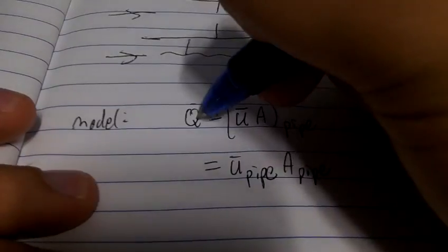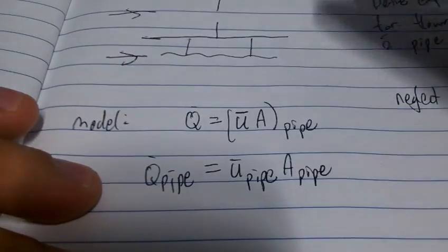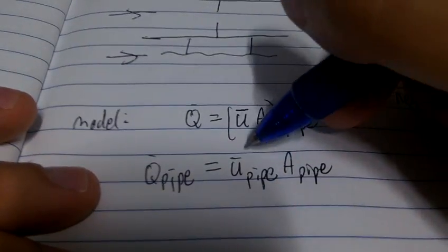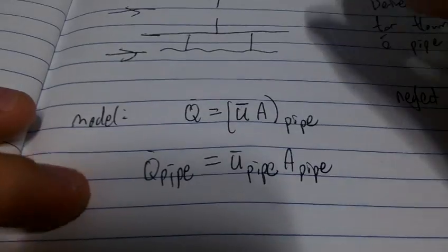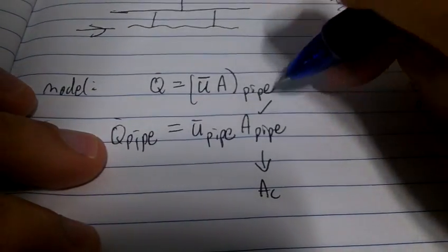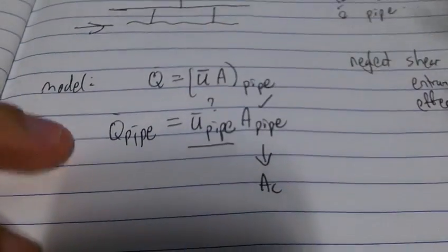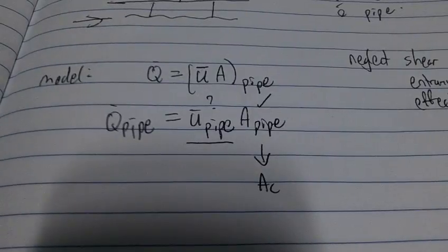So, getting back to this, the flow rate in the pipe will equal the velocity of fluid in the pipe times the area of the pipe. Now the area of the pipe is simply AC, which is the cross-sectional area of the pipe. So we do know this, we just don't know this. Now how do we find the velocity of fluid in the pipe? To do that, we need to understand our system a little better.